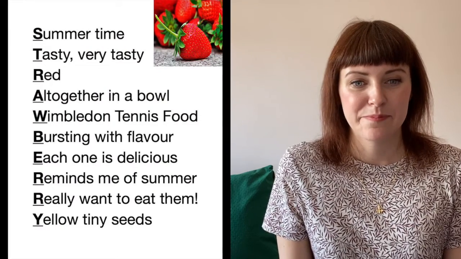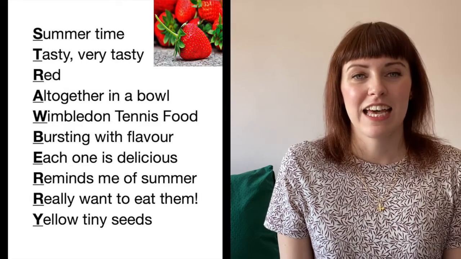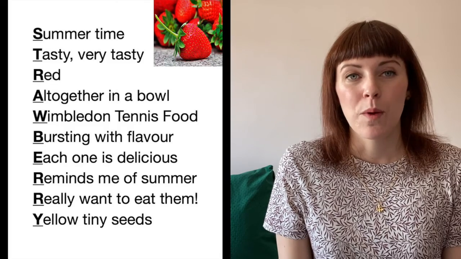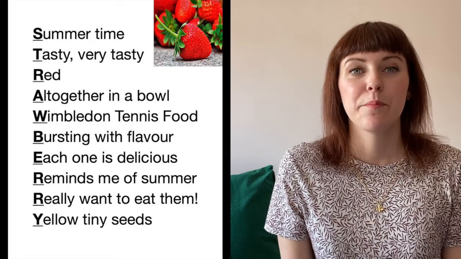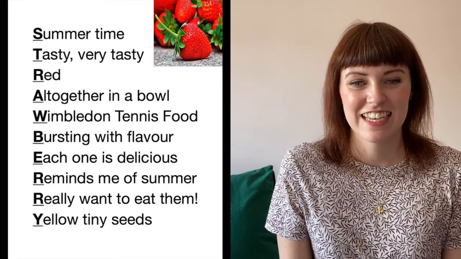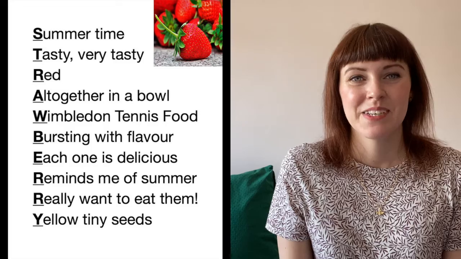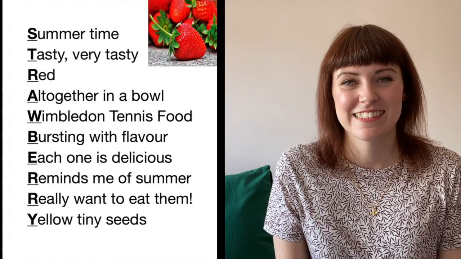So to finish, you might like to read your acrostic poem aloud. I'm going to read you mine, and it goes like this. Summertime. Tasty, very tasty. Red. All together in a bowl. Wimbledon tennis food. Bursting with flavour. Each one is delicious. Reminds me of summer. Really want to eat them. Yellow tiny seeds. And there it is, that is our poem.